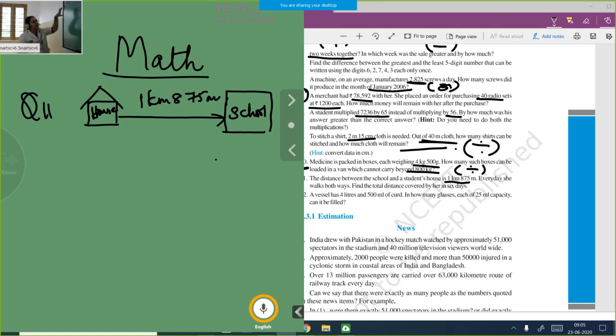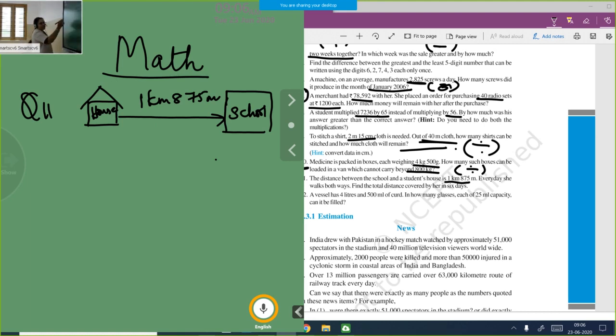So teacher made a rough figure to make you understand. Teacher drew her house, and this is the school. From the house to school she is walking daily 2 times. In the morning she is walking 1 kilometer 875 meter towards the school, and in the afternoon she is walking the same distance to the home. So you have to find the total distance that she walked in 6 days.